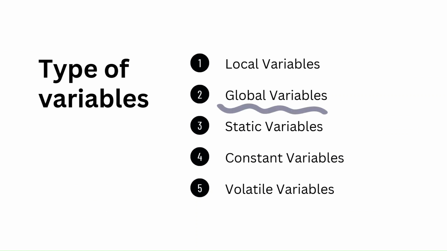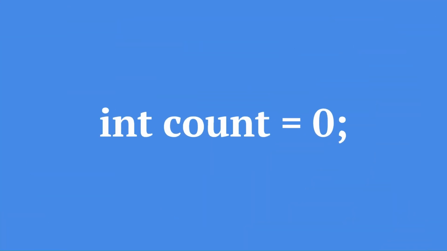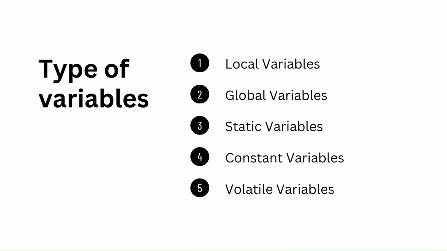Next one is global variable. Global variables are declared outside any function. They can be accessed and modified by any function in the program. For example, int count = 0. Count is the variable name and int is the type, and we store the value 0 in count. It is declared outside of any function, meaning it is not part of any function. We can use it anywhere and anytime after declaration.